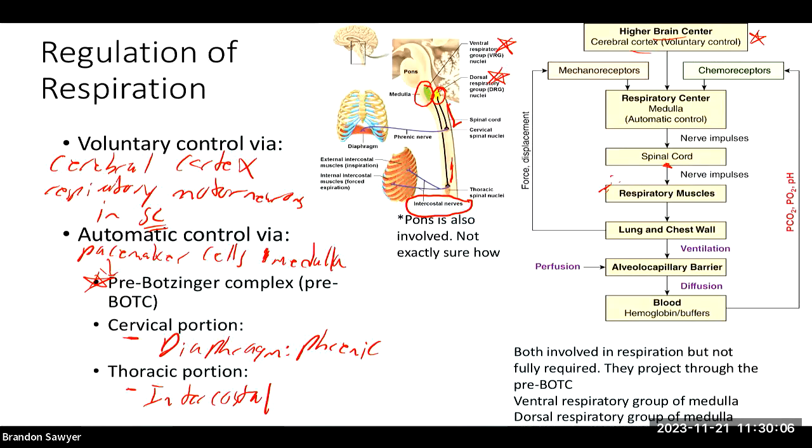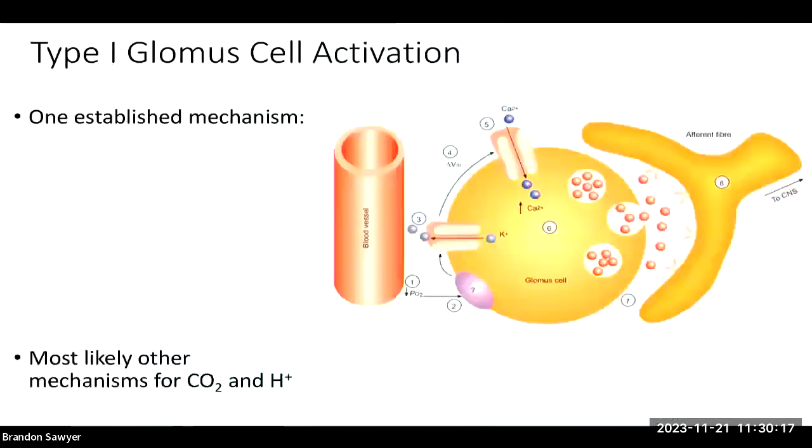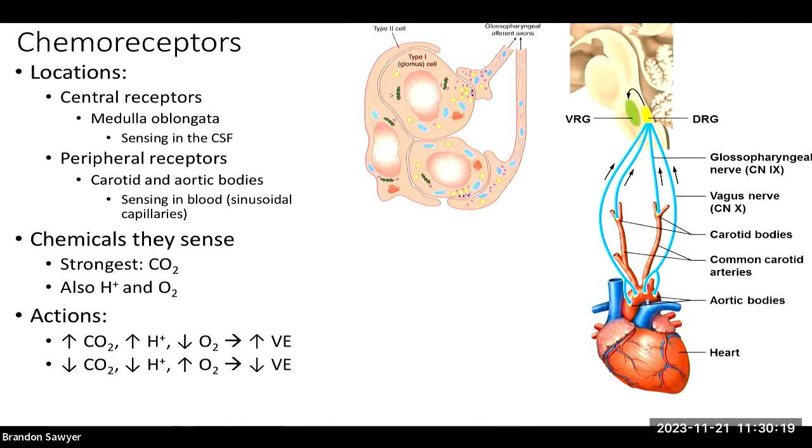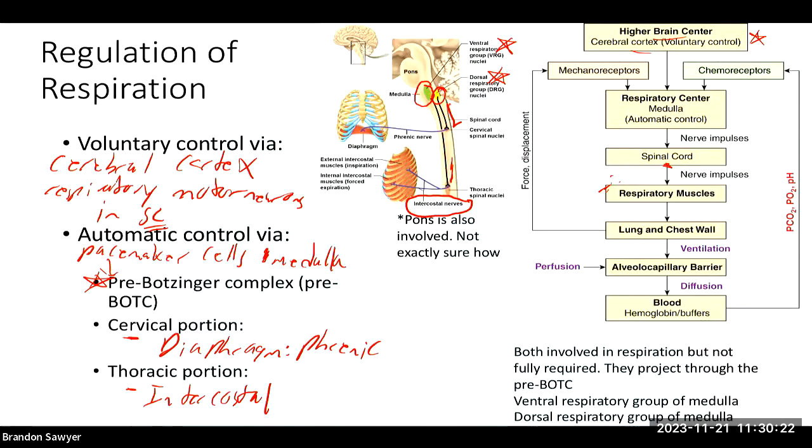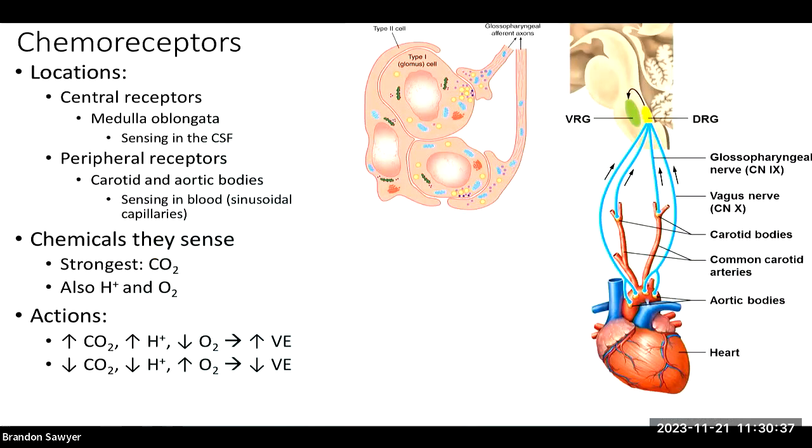Yeah, so the ventral respiratory group and the dorsal respiratory group are both involved in respiration, but not necessarily both required, but they both make their way through this pre-Botzinger complex area. Okay, so let's talk about which parts of the brain and spinal cord are helping us control breathing. Next, we're going to talk about the chemoreceptor reflex and how this works.